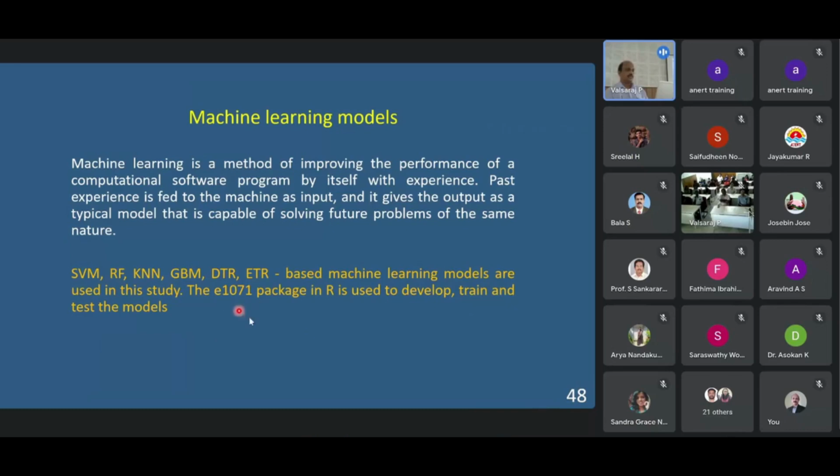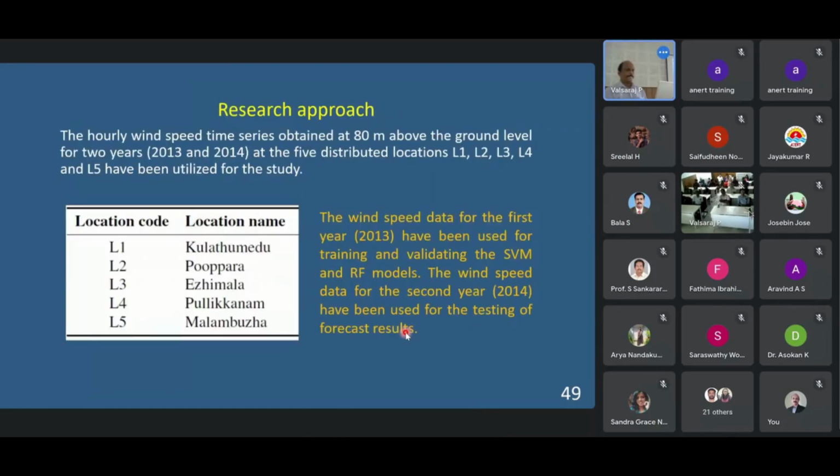I used the e1071 package in R for the development, training, and testing of models. Now, in this case, the research approach used the same locations. I took data from 2013 for training and tested it on the data of 2014.